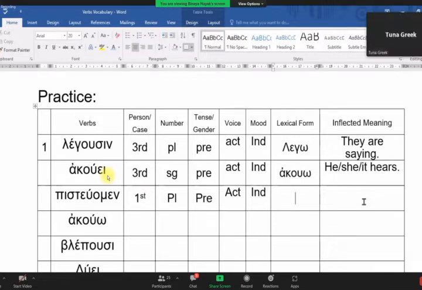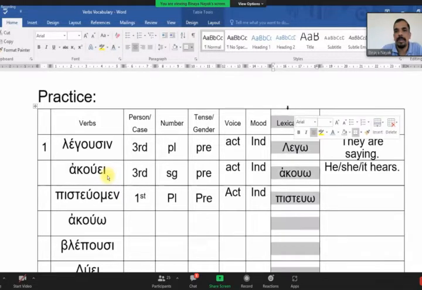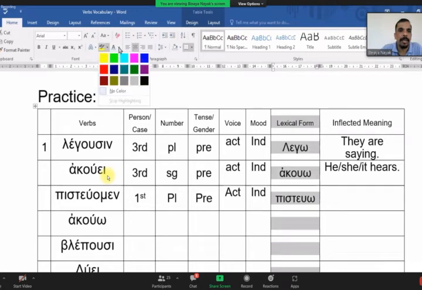Pisteuomen. Is it the way? You have to bear with me because I am also not a fluent Greek speaker or typist, so there might be some failures on the spelling side. So you have to verify it with the book or some dictionary with these lexical forms, so that you'll be watchful and not take it for granted.